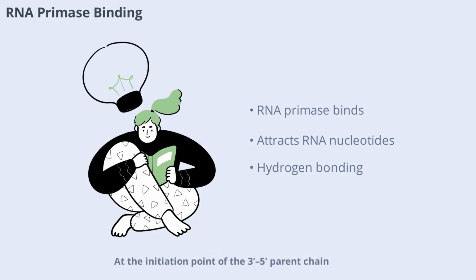At the initiation point of the 3'-5' parent chain, RNA primase binds and attracts RNA nucleotides. These nucleotides form hydrogen bonds with DNA bases, preparing the strand for elongation. This step is crucial for starting DNA synthesis, especially on the lagging strand.